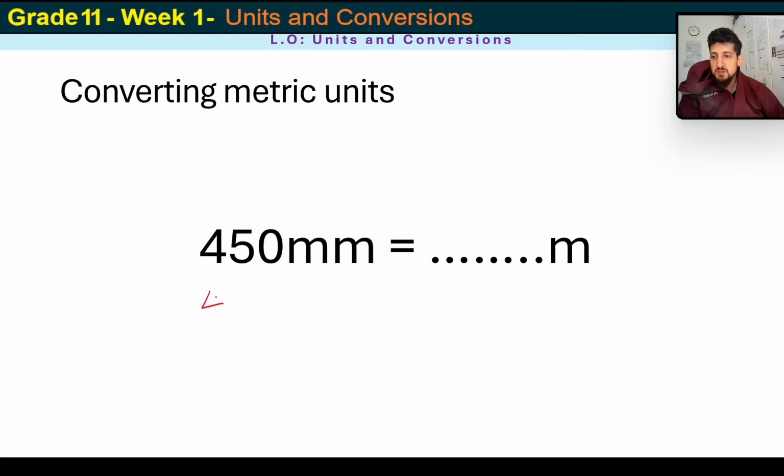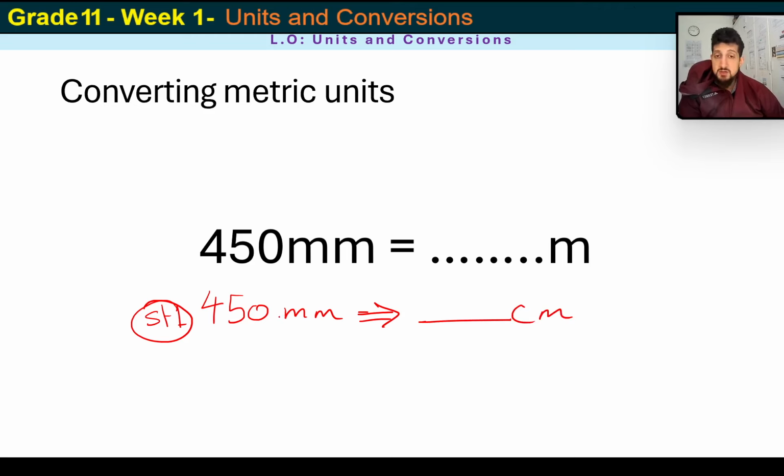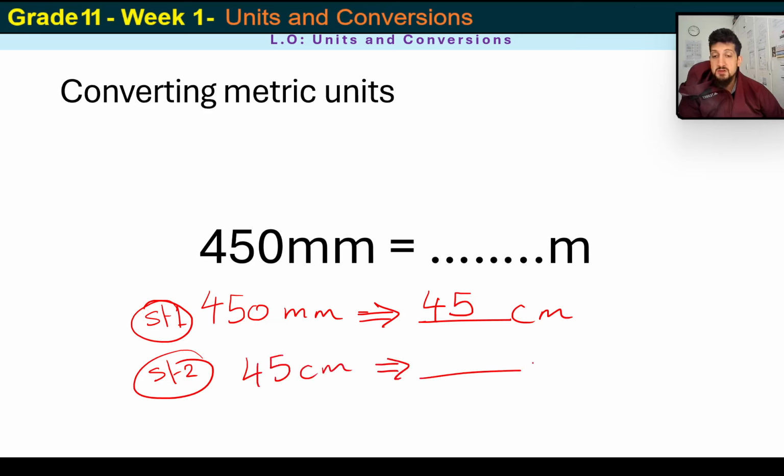So I would do this. I would say step one, 450 millimeters to centimeters. I know that all I need to do is divide by 10, right? Because for every centimeter, there are 10 millimeters. So 450 millimeters equals 45 centimeters. And then for step 2, 45 centimeters is equal to how many meters?